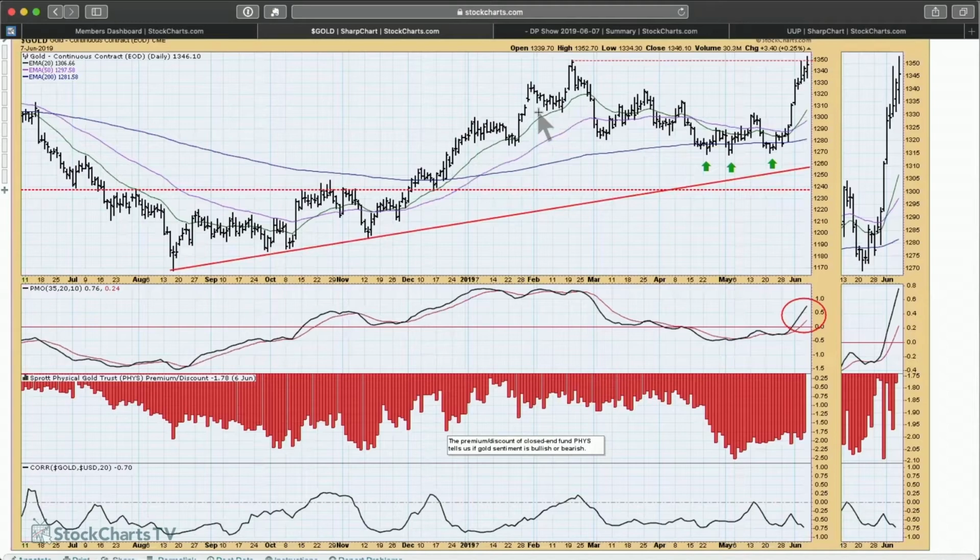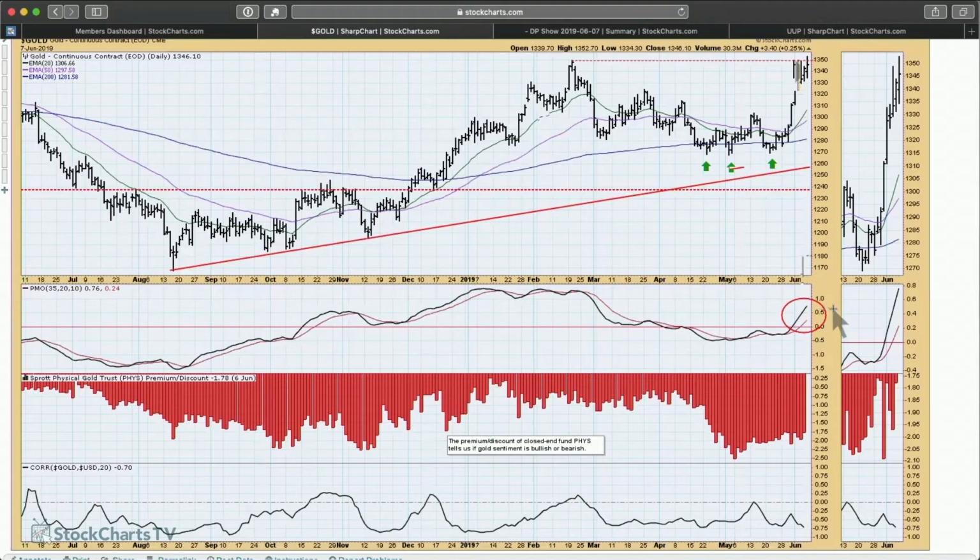Gold did very well this week, challenging that short-term resistance drawn from the February top. You see we had a triple bottom, and it's come off of that very well. Very strong looking PMO.